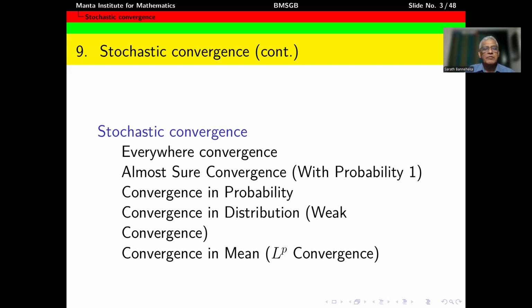In part 1, we discussed three modes of stochastic convergence, namely everywhere convergence, almost sure convergence, and convergence in probability. In this lesson, we will discuss two more types of convergence, convergence in distribution and convergence in mean.